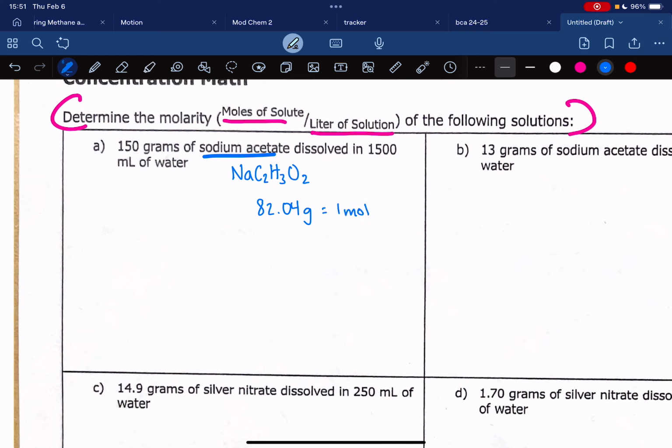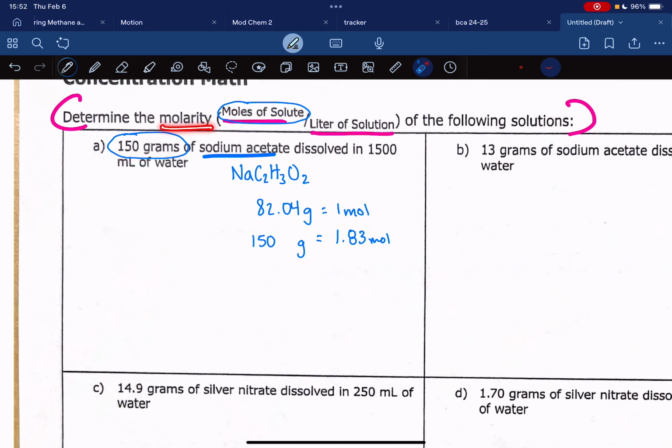And of course, the reason that I need the molar mass is because we're given 150 grams, but if I want molarity, I need to convert that to moles, so that's my first step. I can tell right away that it's going to be greater than 1 mole, so I should take my bigger number, 150, and divide it by my smaller number, 82.04, and sure enough, I get this to be 1.83 moles, and there we go. That moles right here is the moles of solute that I got from 150 grams.